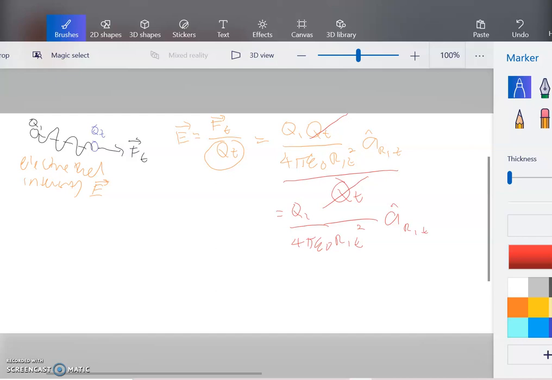So the general formula for E is the vector E equals Q1 over 4 pi epsilon naught R squared, unit vector R.